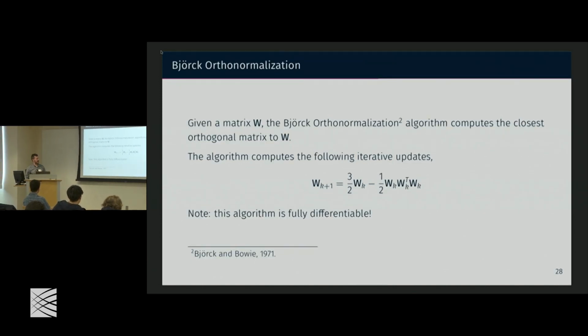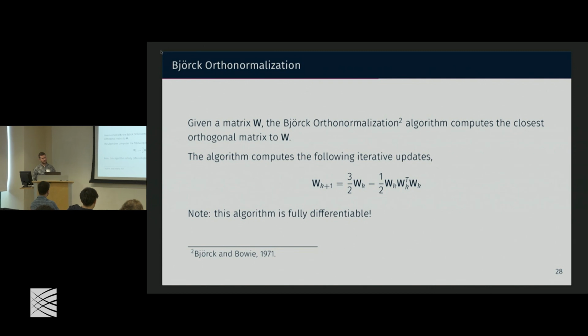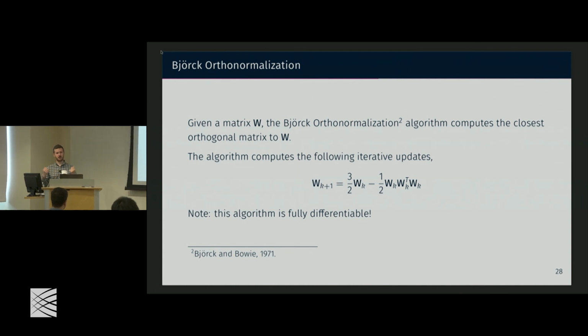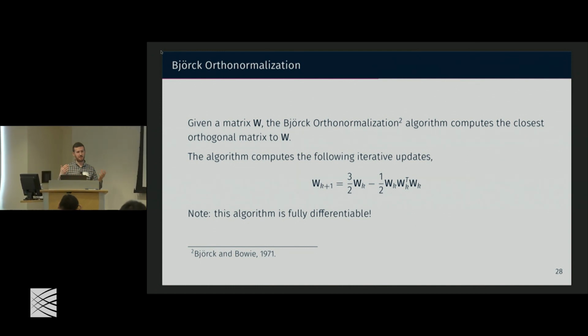But note importantly that this algorithm is fully differentiable. So if I run this for t steps and get some Wt out at the end, I can take the derivative of Wt with respect to my original W0, because it just computes a linear map of these matrices. So this is a nice property to have when we care about using backpropagation to optimize things.